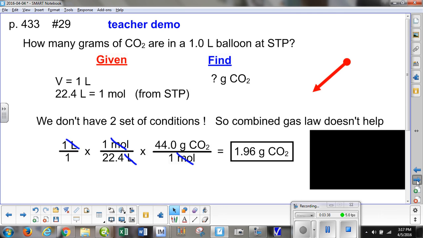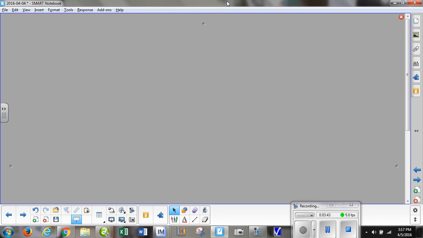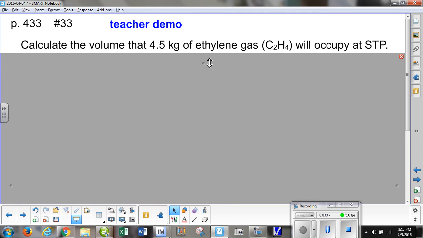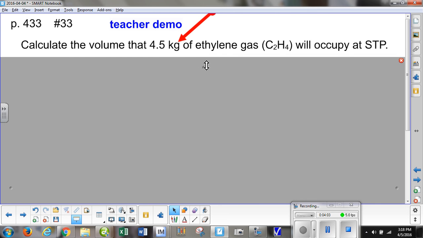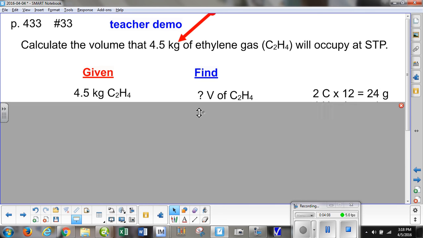The next one is number 33, and let's get the shade up and take it a little piece at a time. Okay, this time we're dealing with something called ethylene, and they actually gave us the formula so we could figure out the molar mass, which is kind of nice. So we're starting with kilograms. That's going to be a problem. We've got to get that into grams because we can't get molar mass in kilos.